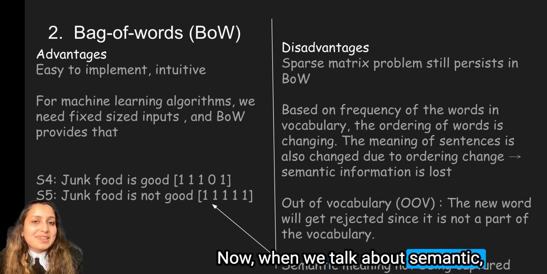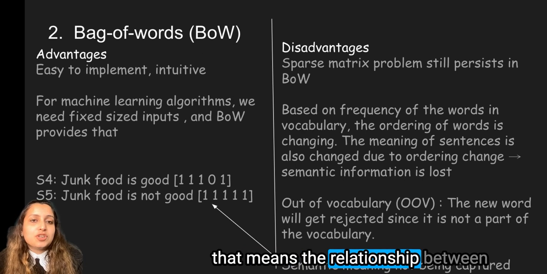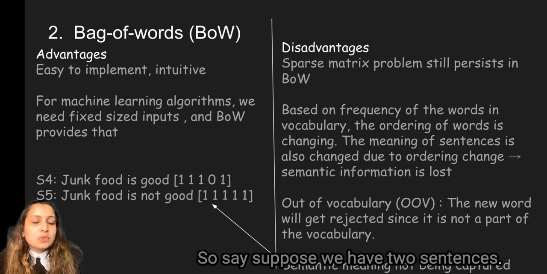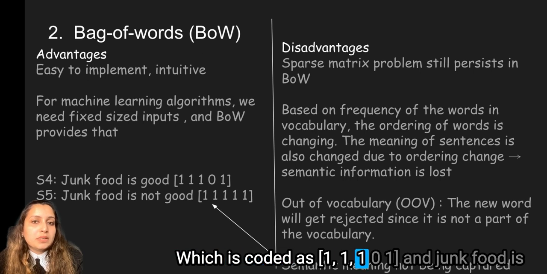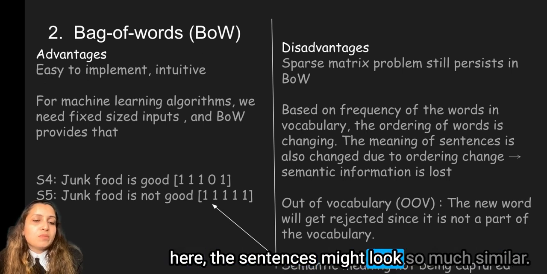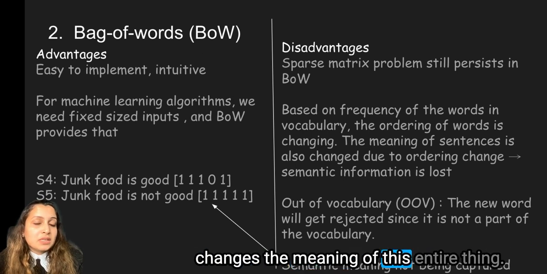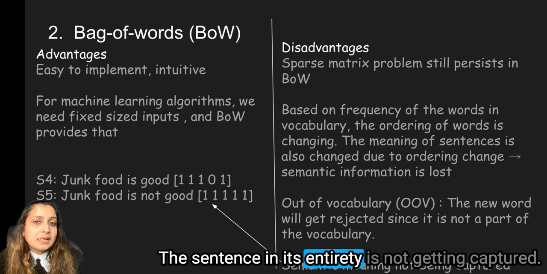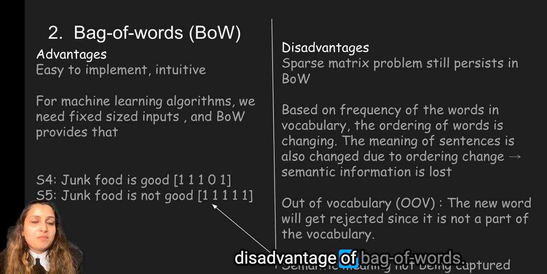Now, the semantic meaning does not get captured here, which is really important. When we say semantic meaning, that means the relationship between different words in the sentence. Suppose we have two sentences: junk food is good, which is coded as 11101, and junk food is not good, which would be coded as 11111. Here, the sentences look very similar. So the impact of the word not, which changes the meaning of the entire sentence, is not getting captured. So this is also a very big disadvantage of bag of words.